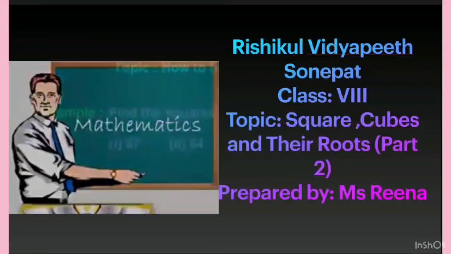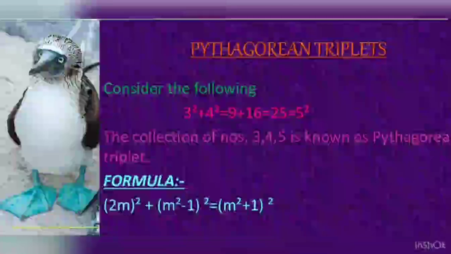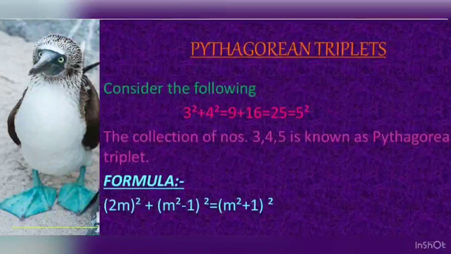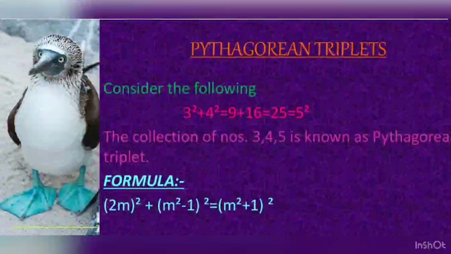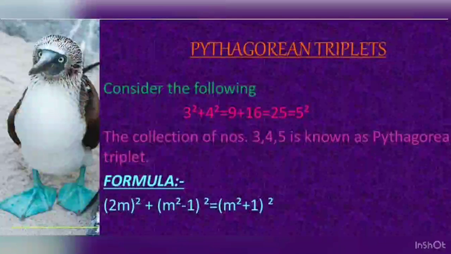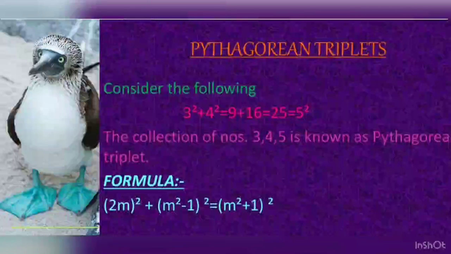Dear students, in this module we will discuss Pythagorean triplets and different methods to find the square of a number. Let 2m, m square minus 1 and m square plus 1 be Pythagorean triplets. If (2m) square plus (m square minus 1) whole square is equal to (m square plus 1) whole square, then the numbers will be Pythagorean triplets.